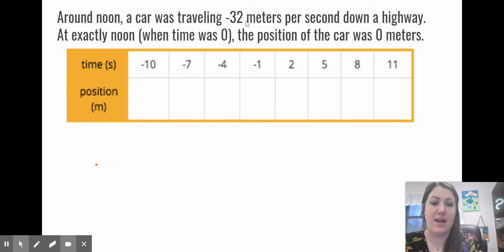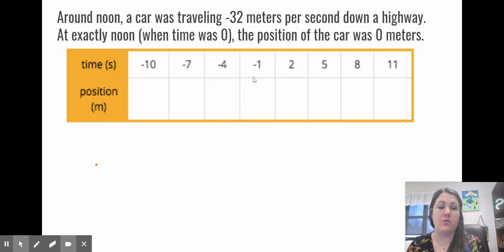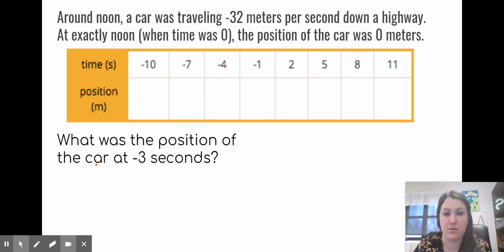So we know it's traveling -32 meters per second. That means it's traveling west 32 meters. So at 1 second, it's at -32. At 2 seconds, it's at -64, so on and so forth. But I want to know going backwards. So what about 1 second before it was west? So 1 second before it was west, it was east. So that means it would be positive 32. So I want you to answer those.